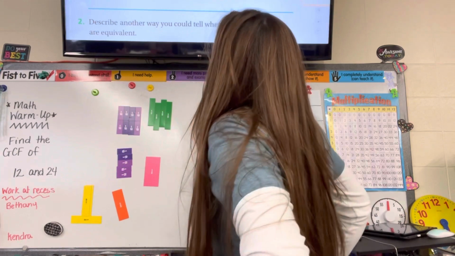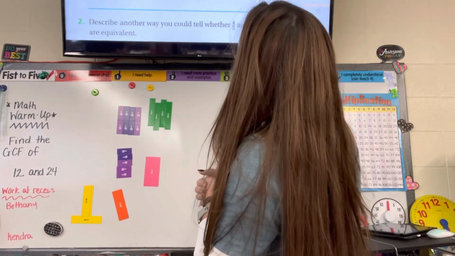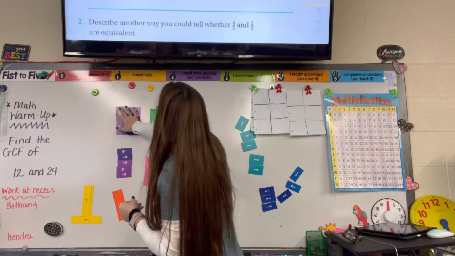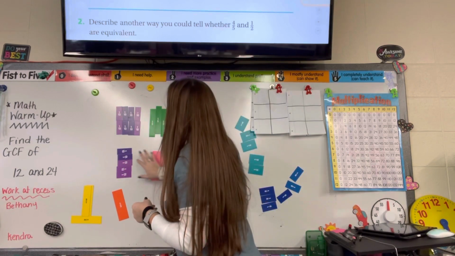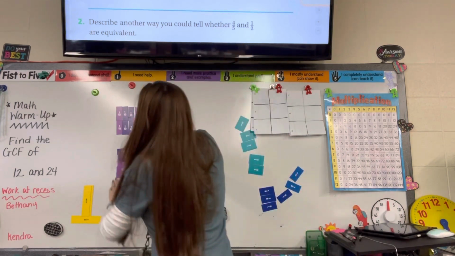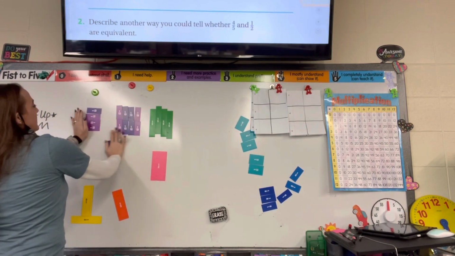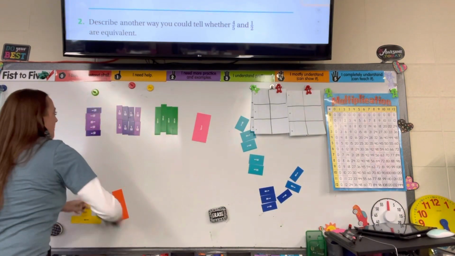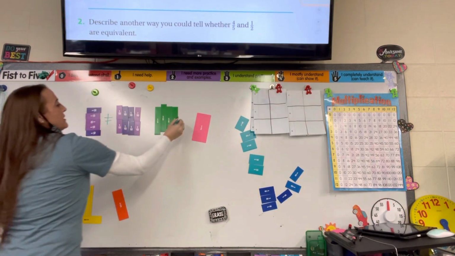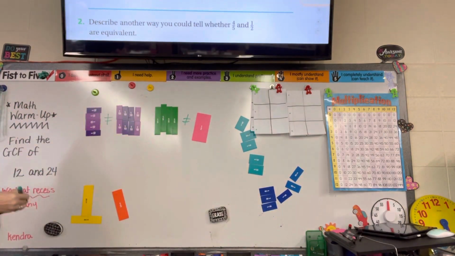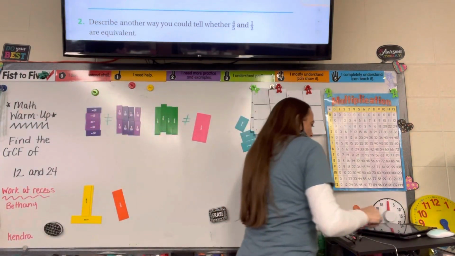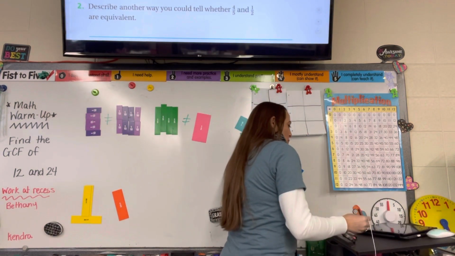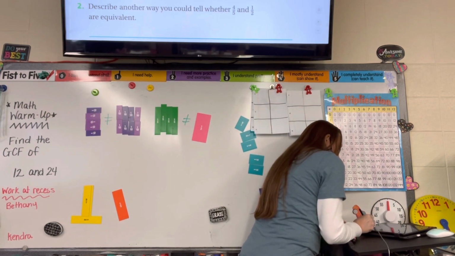Okay. It says no because 4/5 equals 8/10. We found out that 4/5 equals 8/10 and 1/2 equals 5/10. Since 8/10 is not equal to 5/10, then 4/5 is not equal to 1/2. Then it says describe another way you could tell whether 4/5 and 1/2 are equivalent. You could use a model.